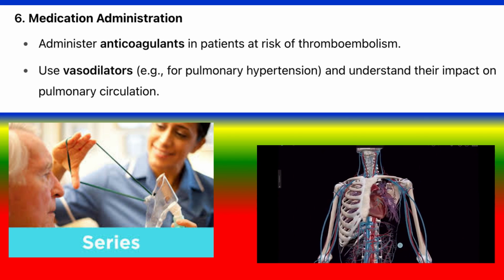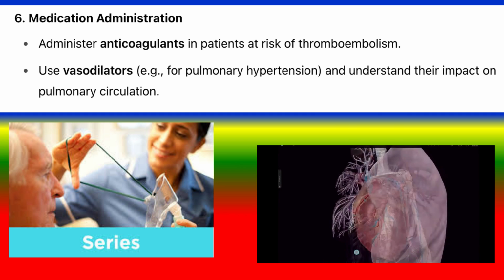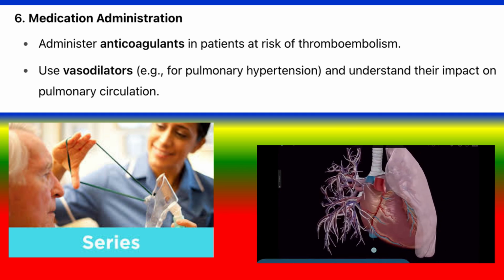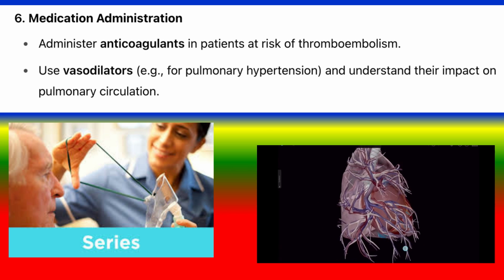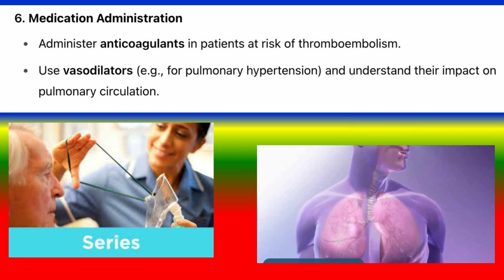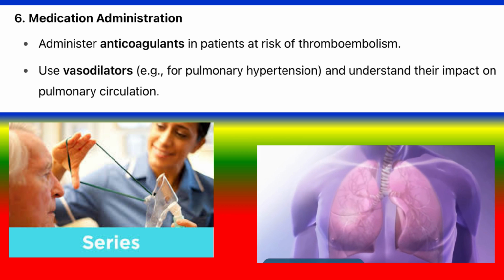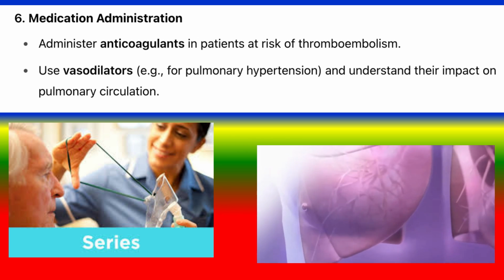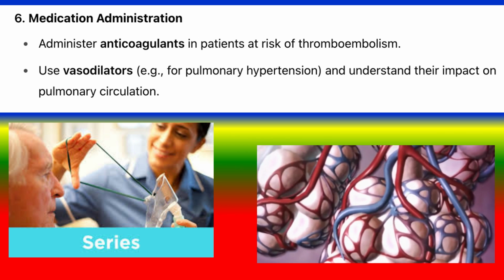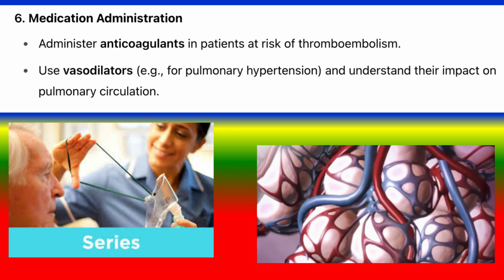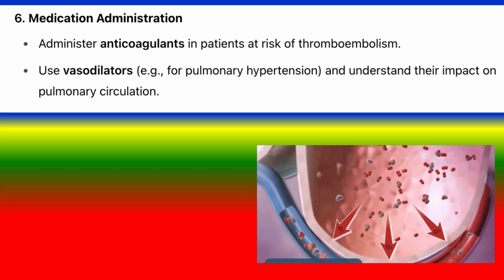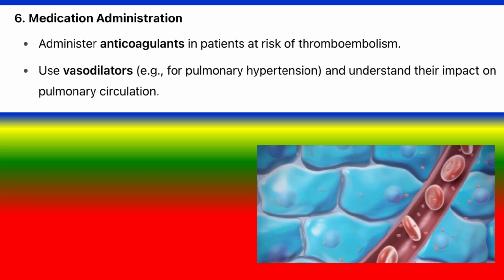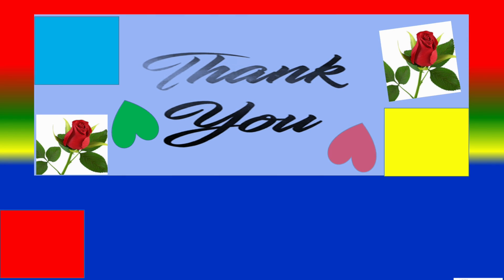7. Health education. Teach patients about smoking cessation to reduce pulmonary vascular resistance, the importance of deep breathing and coughing exercises, e.g., incentive spirometry, to improve ventilation, and recognizing signs of respiratory distress. 8. Monitoring fluid balance. Excess fluid can cause pulmonary edema, while dehydration may impair perfusion. Nurses monitor intake and output and assess for signs of fluid imbalance.